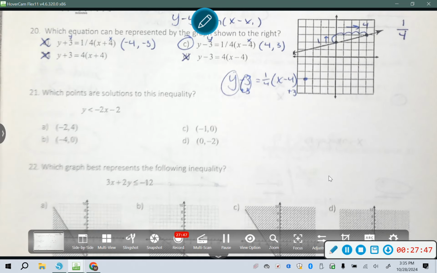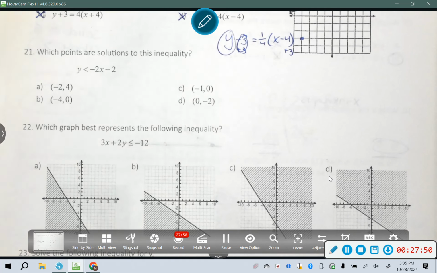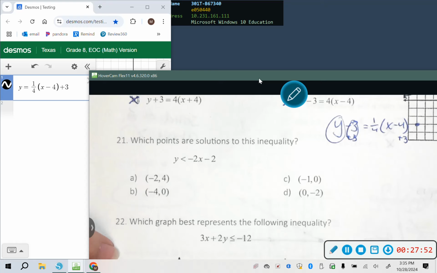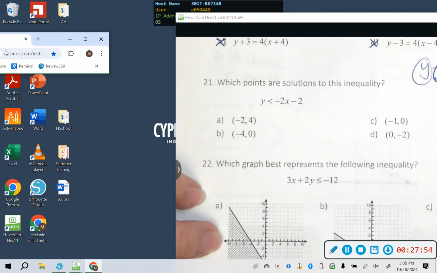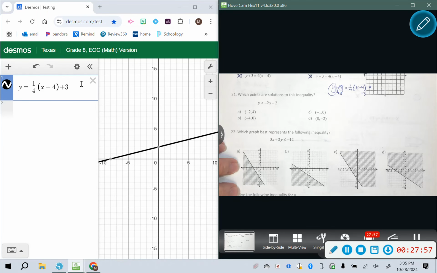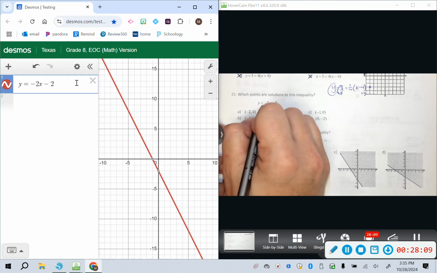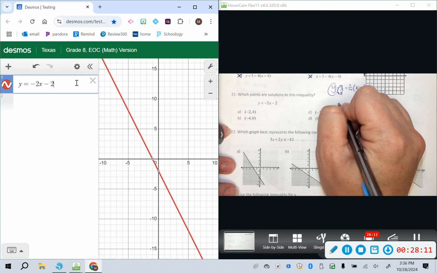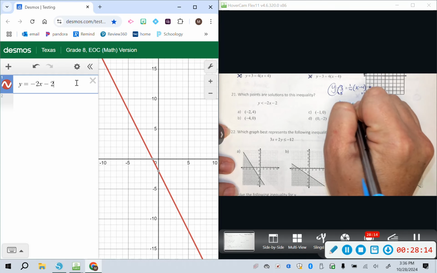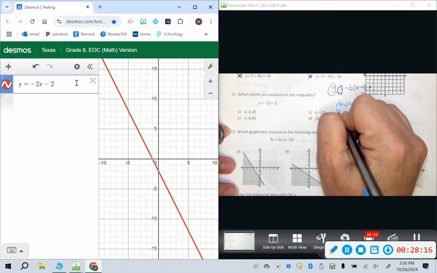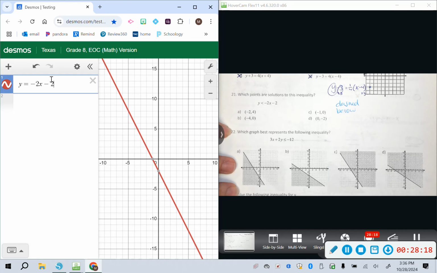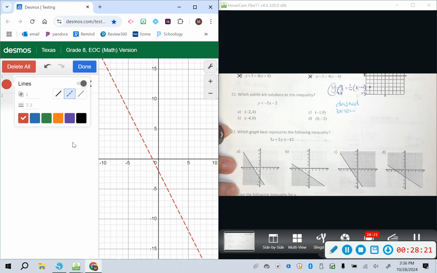Okay, look at number 21. Which points are solutions to the inequality? This is just like number 14, where we do it in the calculator. So we're going to come here and type in my equation. Remember, we have to type it as an equal sign. So y equals negative 2x minus 2. And I need to ask myself, solid line or dashed line? Well, it's not equal to, it's less. So no equal to is a dashed line. And y is less is below. So again, it's going to be below the line and a dashed line.